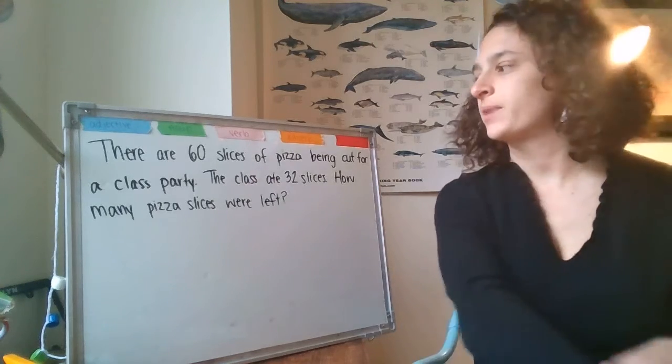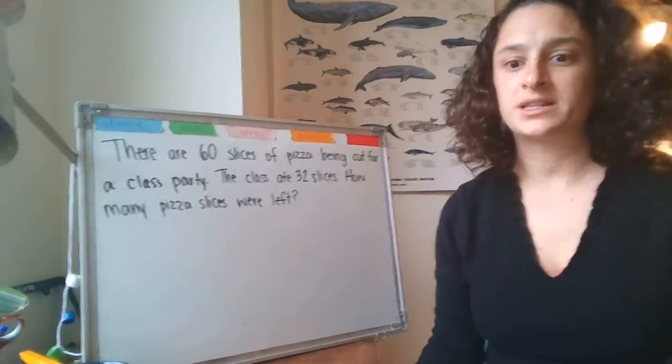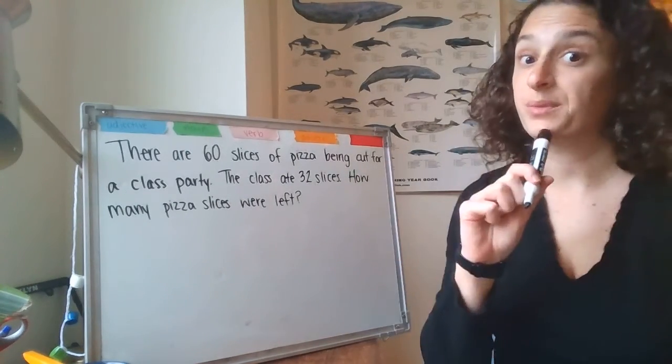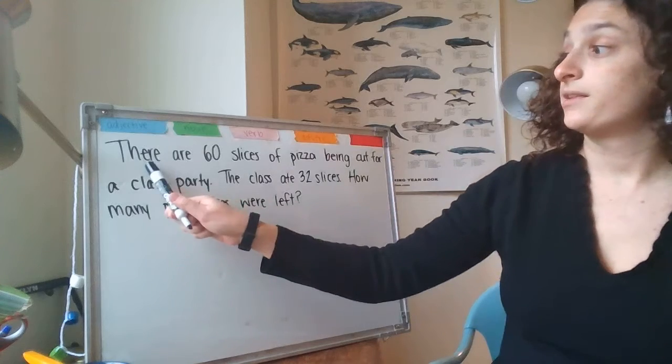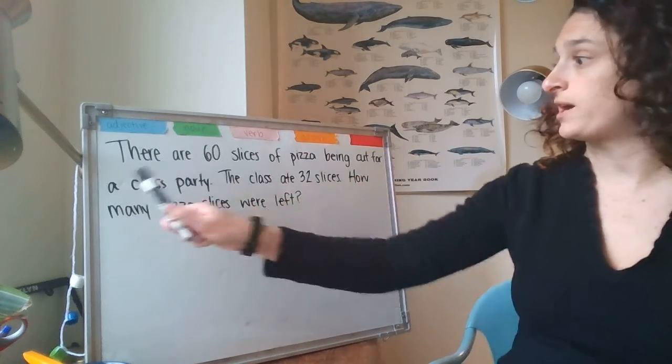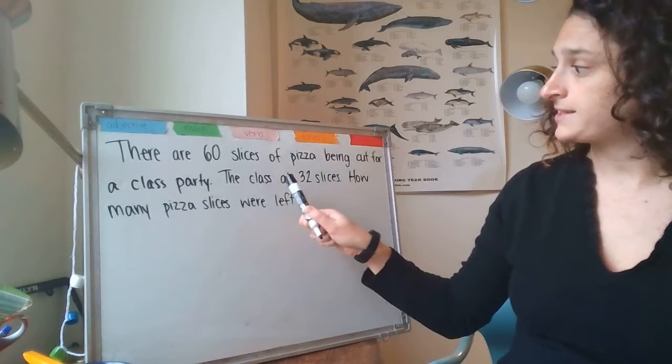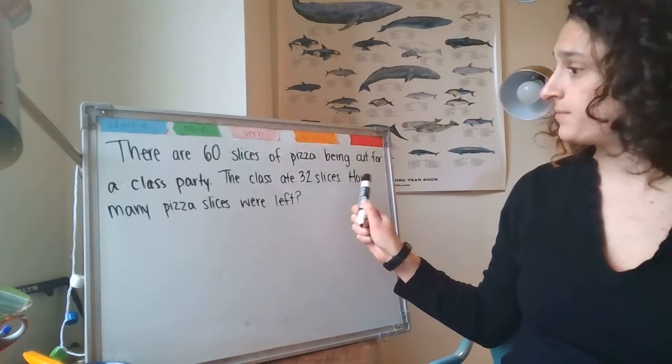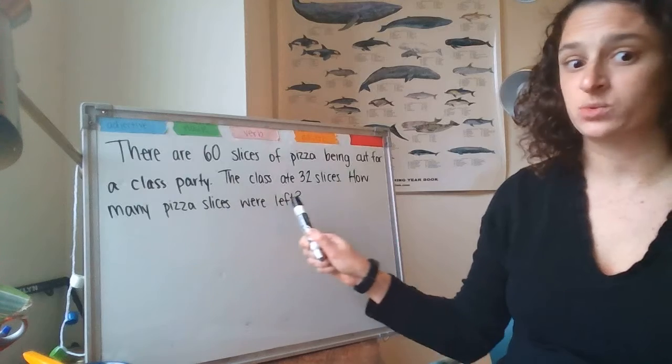All right, I guess you've done it. So, let's read this together. Read with me. I can hear you. There are 60 slices of pizza being cut for a class party. The class ate 32 slices. How many pizza slices were left?